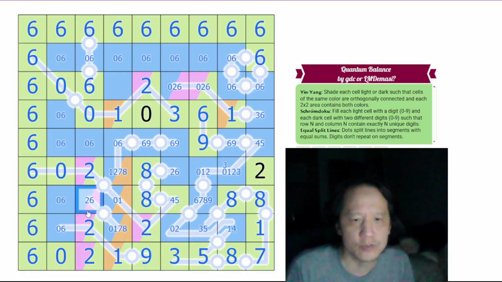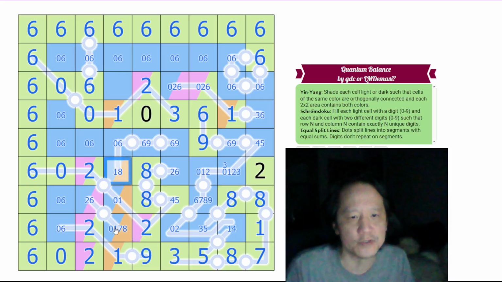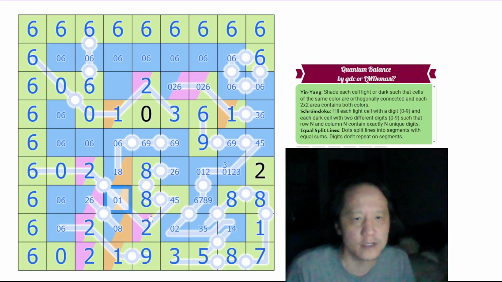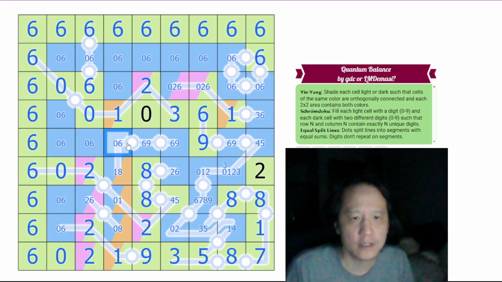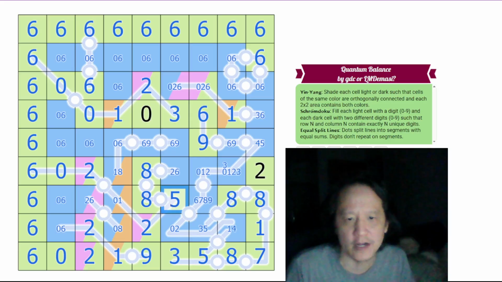This has to be 2 and 6, which means it's 0, 8, 1, 7. This is the orange, so it has to be 1 and 8. Therefore, this has to be 0 and 8, adding up to 2 and 6. This is 0 and 1. So those are all done. This cannot be 2, so it has to be 0 and 6. So this adds up to 15, 15, 15, 8 and 8. This must be 0, 1, 2, and 5.